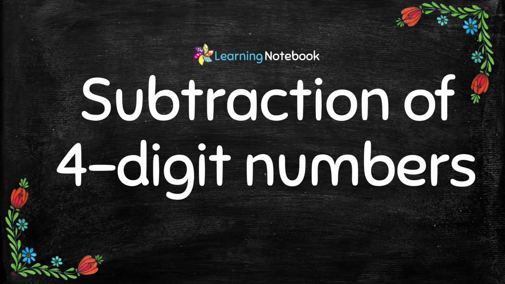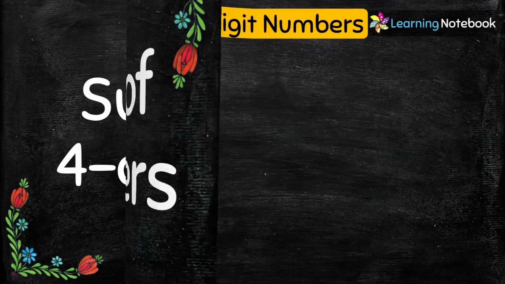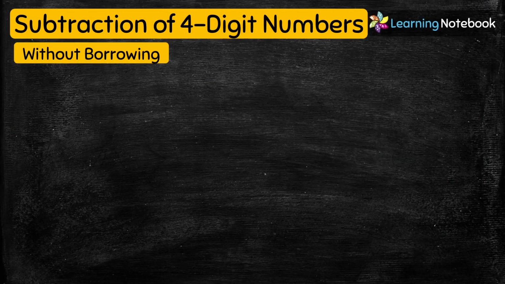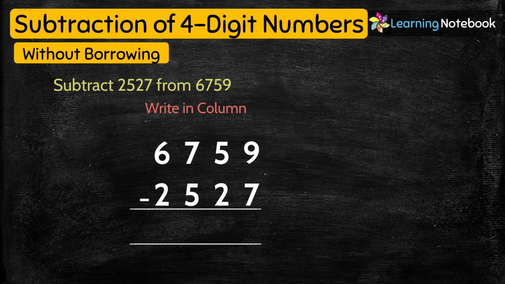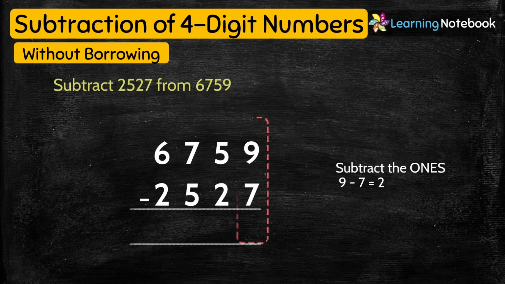Now let's do subtraction of 4-digit numbers. First, we will do a question without borrowing. Question is, subtract 2527 from 6759. So first, we will write these numbers in column. Then, we will start subtracting them from ones place.